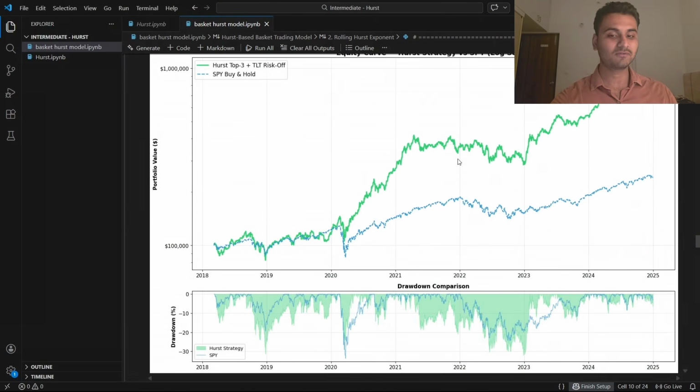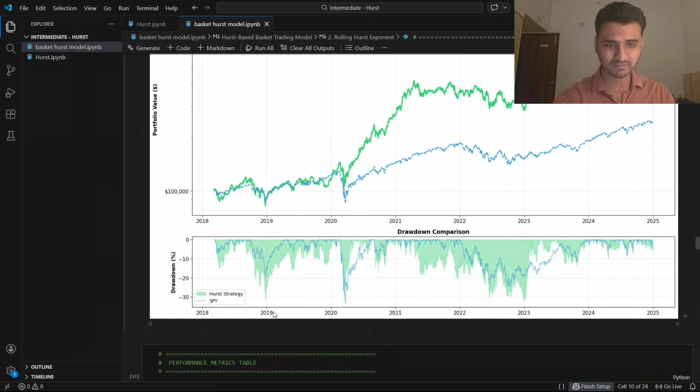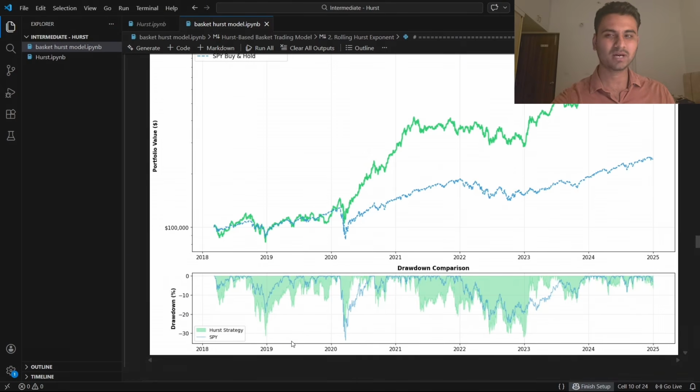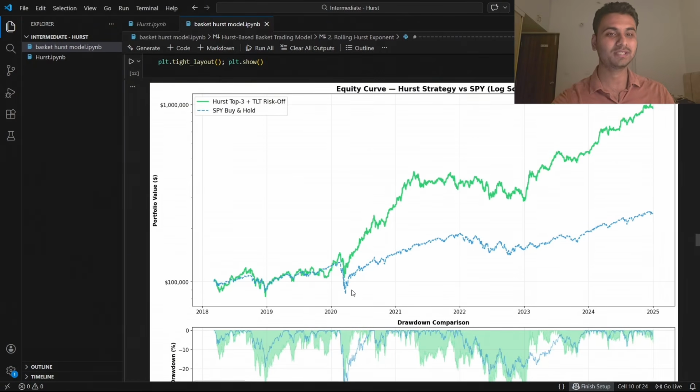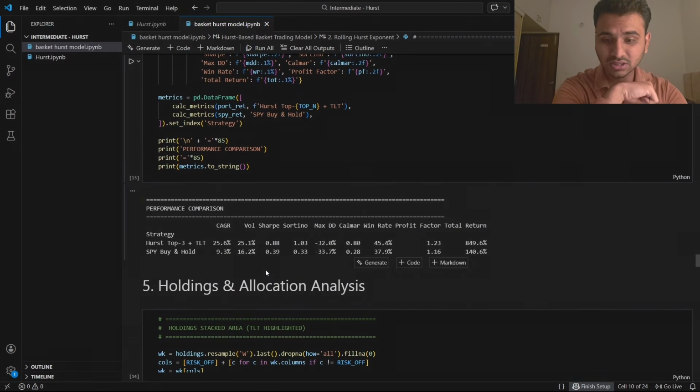It is a backtest from 2018 to 2025. As you can see, the maximum drawdown is similar to the S&P 500, which is about 32%. But the best part is you can see how it majorly beats S&P 500 buy and hold. Now, how? Let's see. The CAGR is almost 3 times more than the S&P 500.